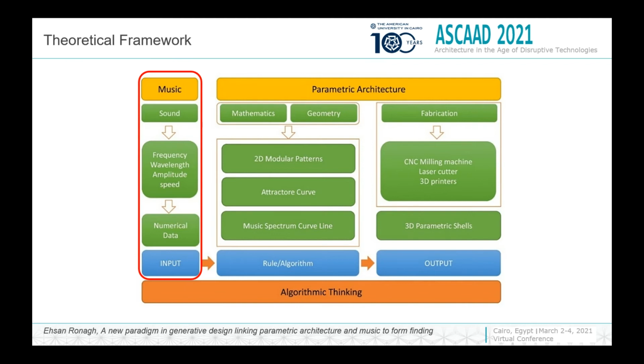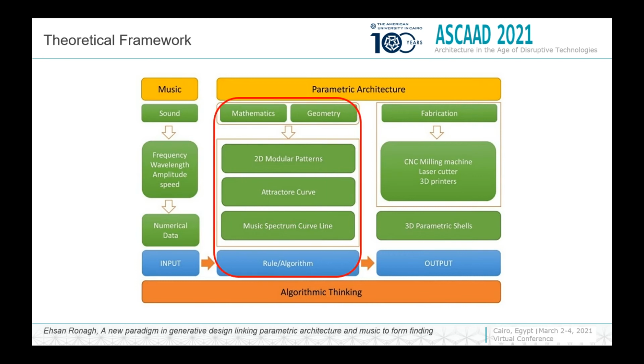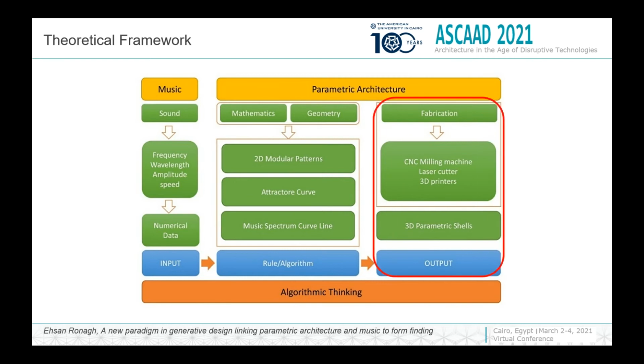In the next section, you can see we make a connection between mathematics and geometry by means of parametric architecture. You can see several algorithms that are defined to make different types of two-dimensional modular platforms and then transform them into 3D forms based on music. And finally, we have some 3D parametric shells which can be fabricated in different ways.